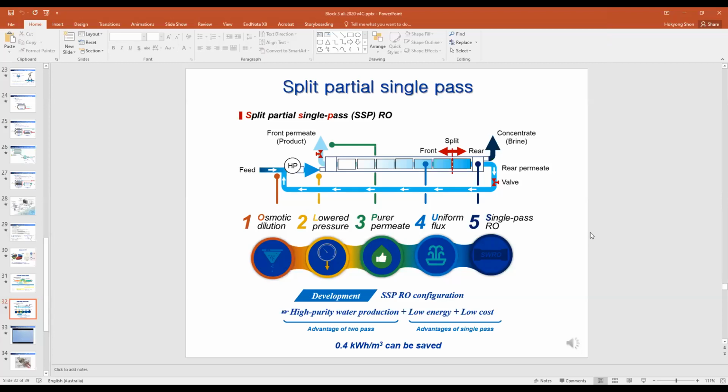Yes, that one. So this is another new skill, because seawater desalination is energy intensive. So how to reduce the energy is a very important target. This is one of the tactics: split partial single pass. So you have feed water and a pressure vessel with different elements.